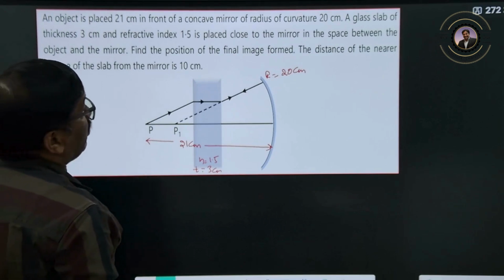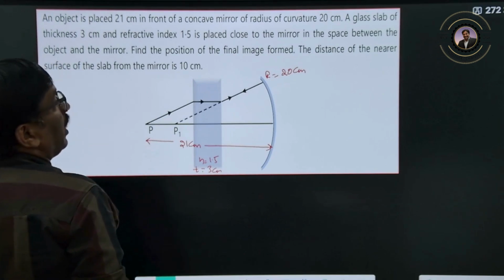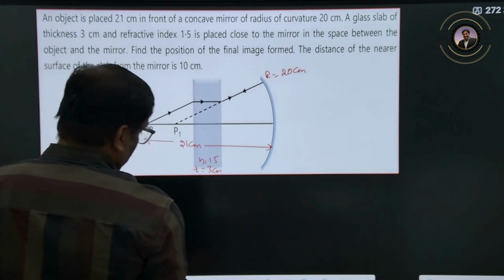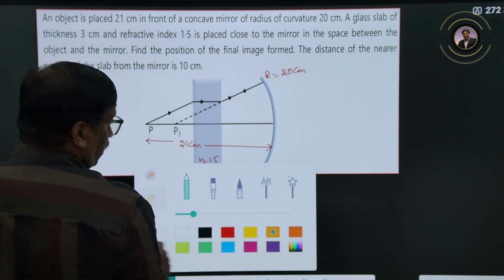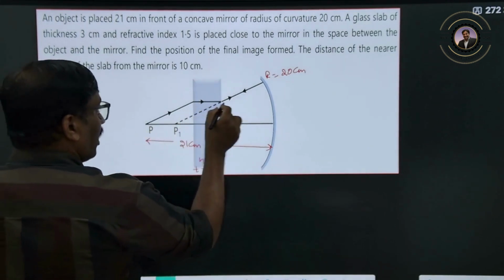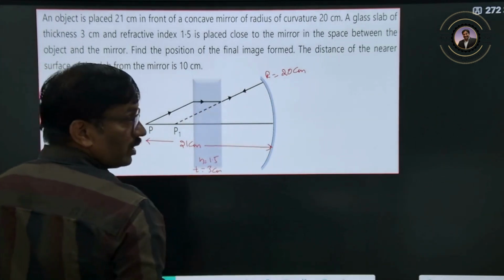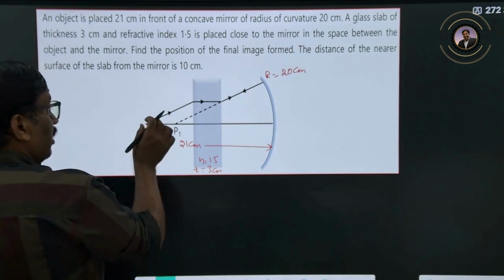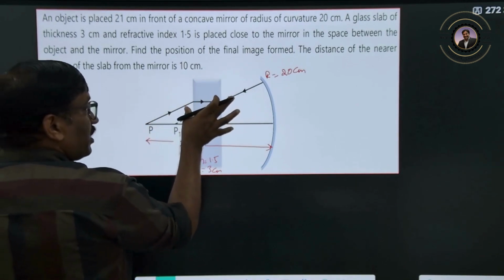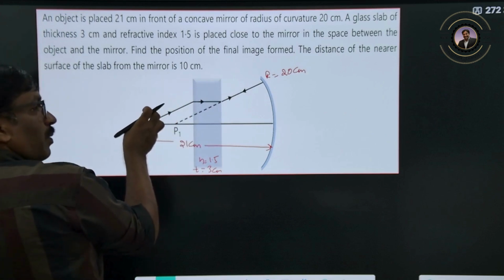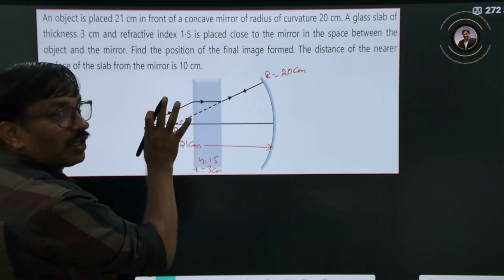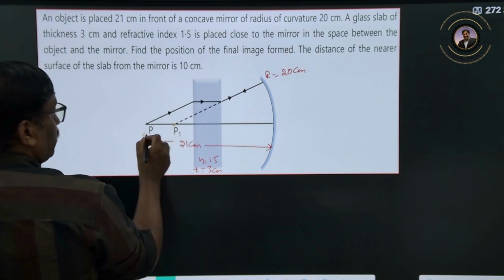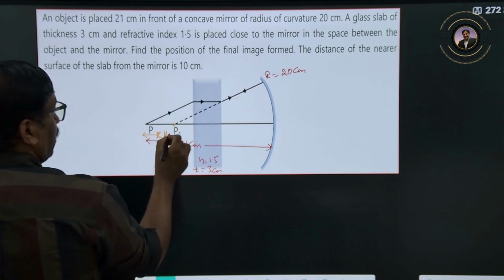It is placed close to the mirror, in the space between the mirror and the object. Find out the position of the final image formed, and the distance of the near surface of the slab from the mirror is 10 centimeter. So first of all, what will happen now? This light ray will go like this. You already know this one will go like this. Because of this glass slab, the object is really at this point, but it does not look like it is there. It looks like it is somewhere here, and this is due to the shift.